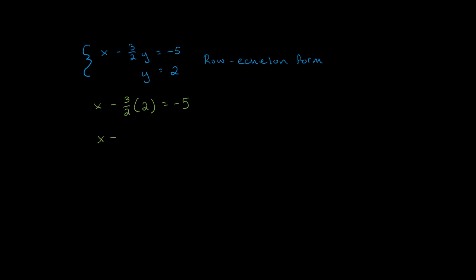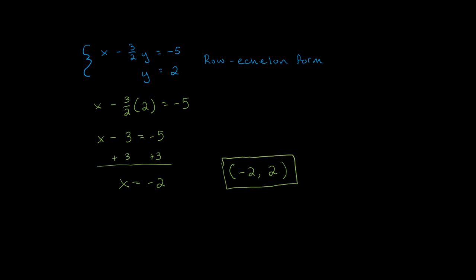So 3/2 times 2 gives you 3, so that's x minus 3 equals -5. Then I'm going to add 3 to both sides. x equals -2. So once you get your next variable, you're done. You've solved the system. And so your answer is (-2, 2), because we have to have the x first and then the y.